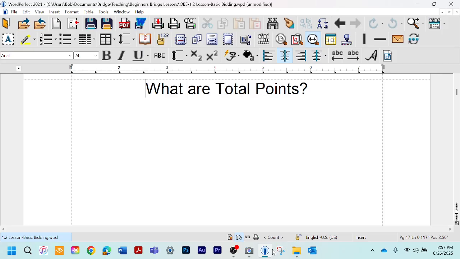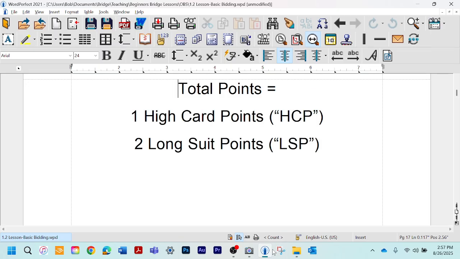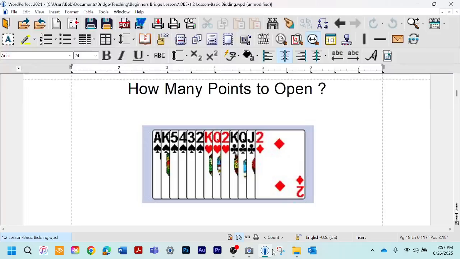Like, for instance, if we know that hearts are going to be the trump, then if we have some short suit points in other suits, they might be worth something, and also there's long suit points. I'll get into more of that later. But anyway, high card points and long suit points equal total points. Now that we've talked about all that, totally confused, let's talk about how many points to open.